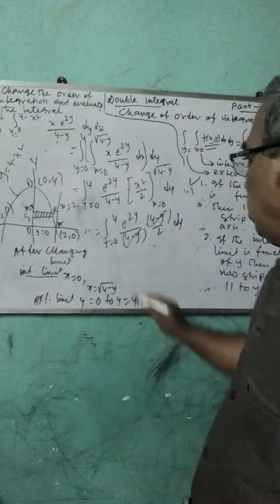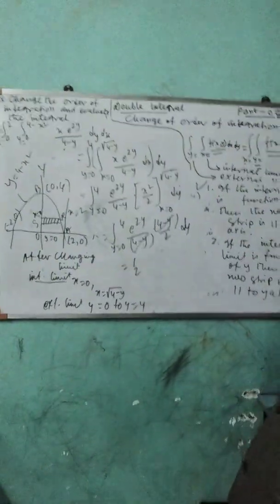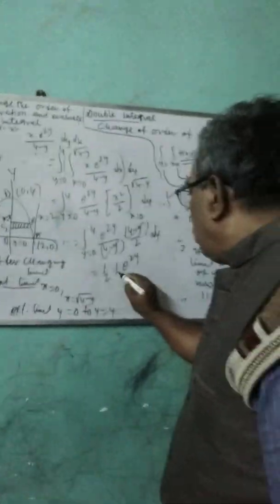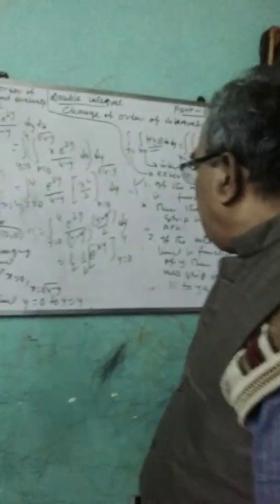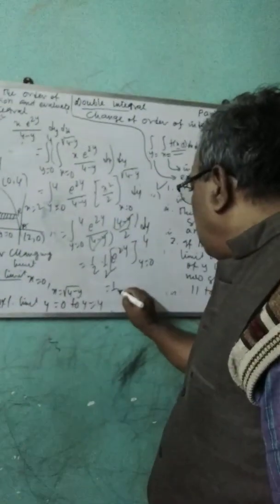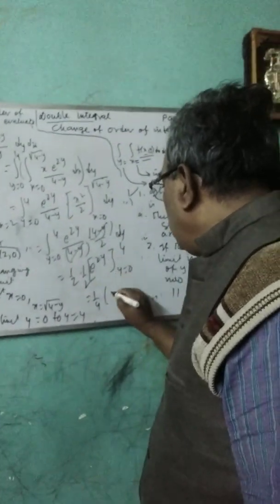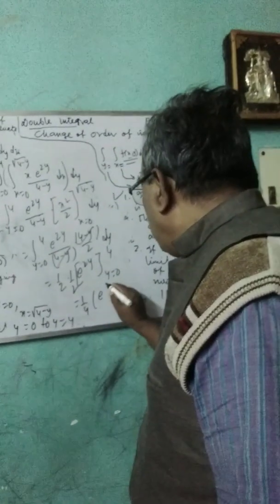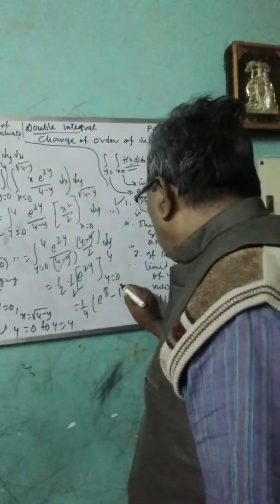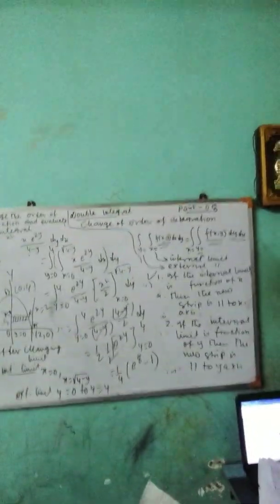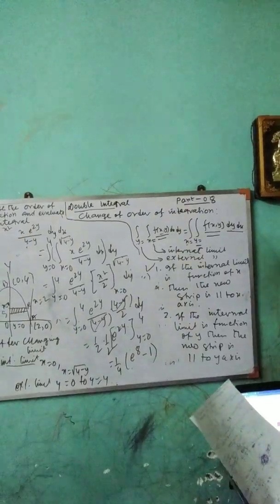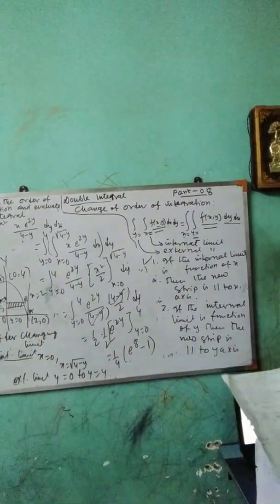So that is 1 by 2. The integration of e to the power 2y is e to the power 2y by 2, so it is 1 by 4, with y from 0 to 4. Now upper limit minus lower limit: the upper limit is e to the power 8 minus e to the power 0, which is 1. That is e to the power 8 minus 1 by 4.